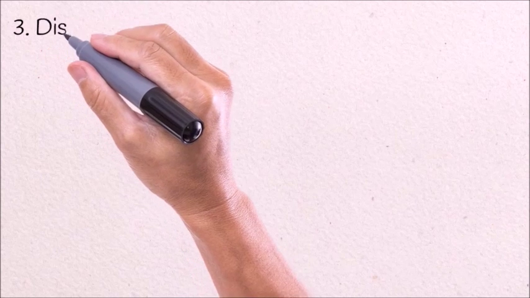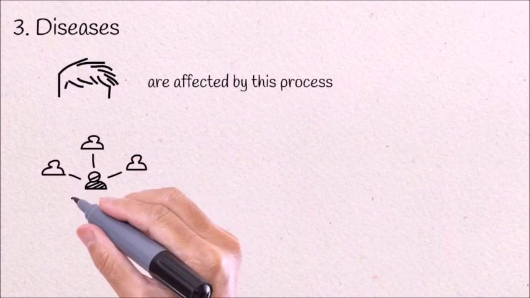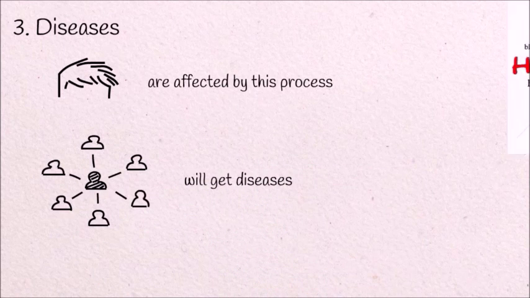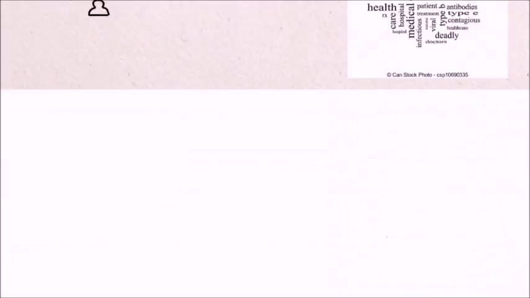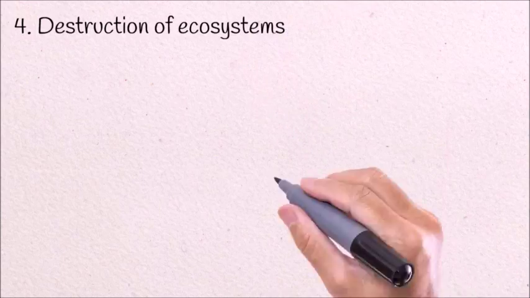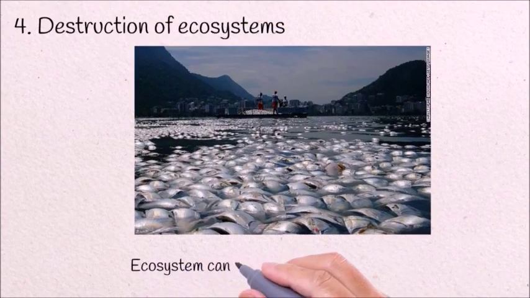3. Diseases. Humans are affected by this process as well. People will get diseases such as hepatitis by eating fish that has been poisoned. 4. Destruction of ecosystem. Ecosystems can be severely changed or destroyed by water pollution.